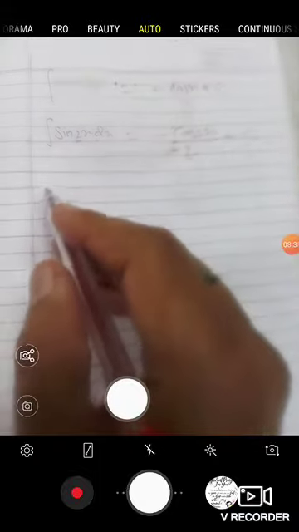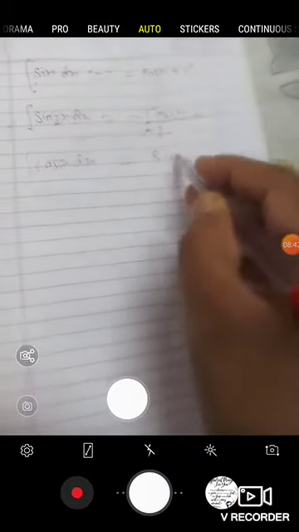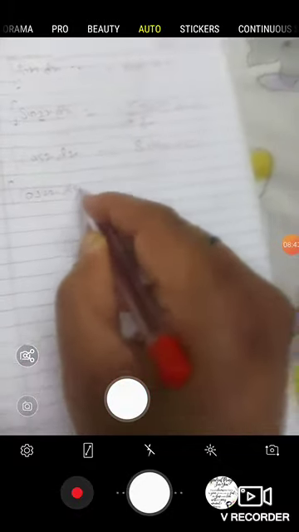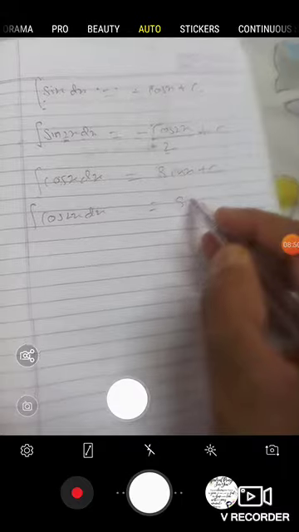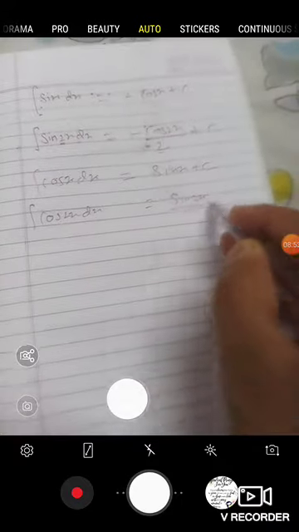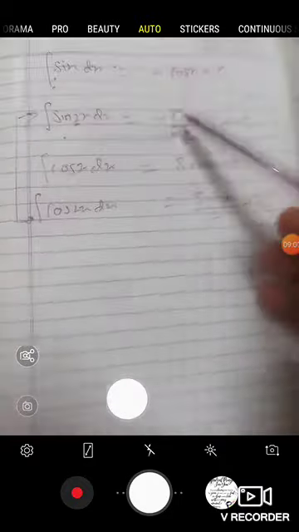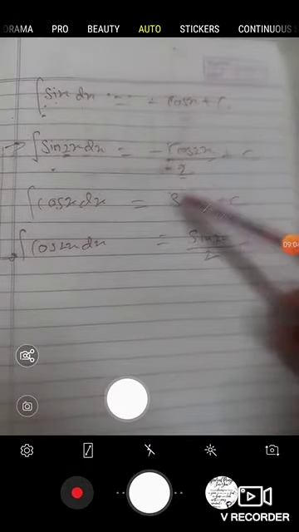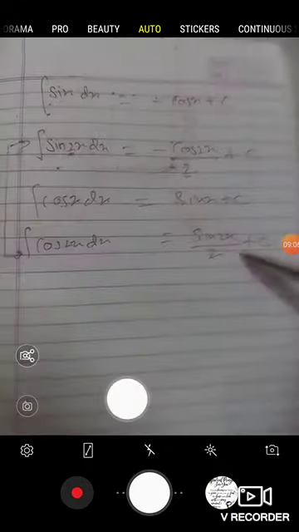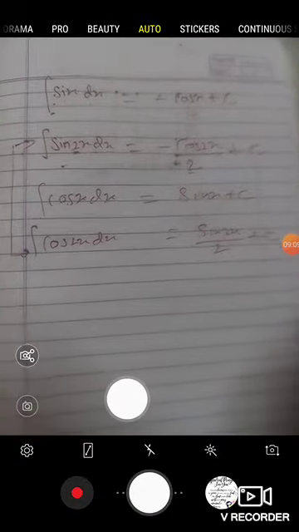Now in the same way, if I write cos x dx, my answer will be sin x plus c. If I write cos 2x dx, my answer will be sin 2x by 2 plus c. I am repeating the same here. You can see the difference: integration of sin 2x will give you minus cos 2x by 2, whereas integration of cos 2x dx will give you sin 2x by 2 plus c. You have to learn these formulas. Again, these derivations you will do in 12th maths.